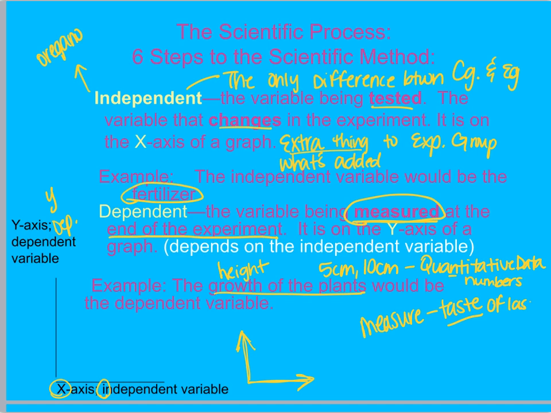So the taste of lasagna, that's going to be qualitative data. Okay, so you're looking at the quality of something. So that's going to be more like using your words for a description. So, independent variable is what's added, what's changed, what's extra, what's different between the groups. The experimental group gets the independent. The control group does not. The dependent variable is what I will measure at the end of the experiment. It's going to help give my results.